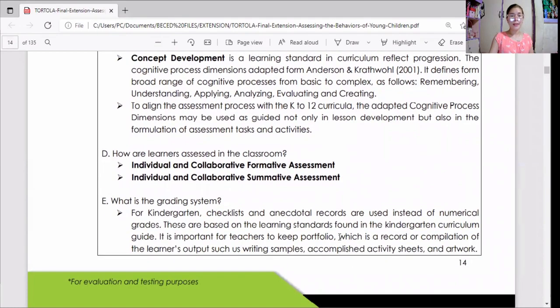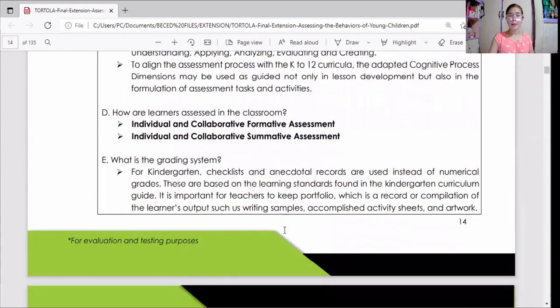Okay, now what is the grading system? So, in the kindergarten, they have the checklist and anecdotal records. That would be used instead of numerical grades. Instead of 97, 98, they have beginning, developing, something like that. Not numerical grades. So that would be the basis for their learning standards in the kindergarten curriculum guide.